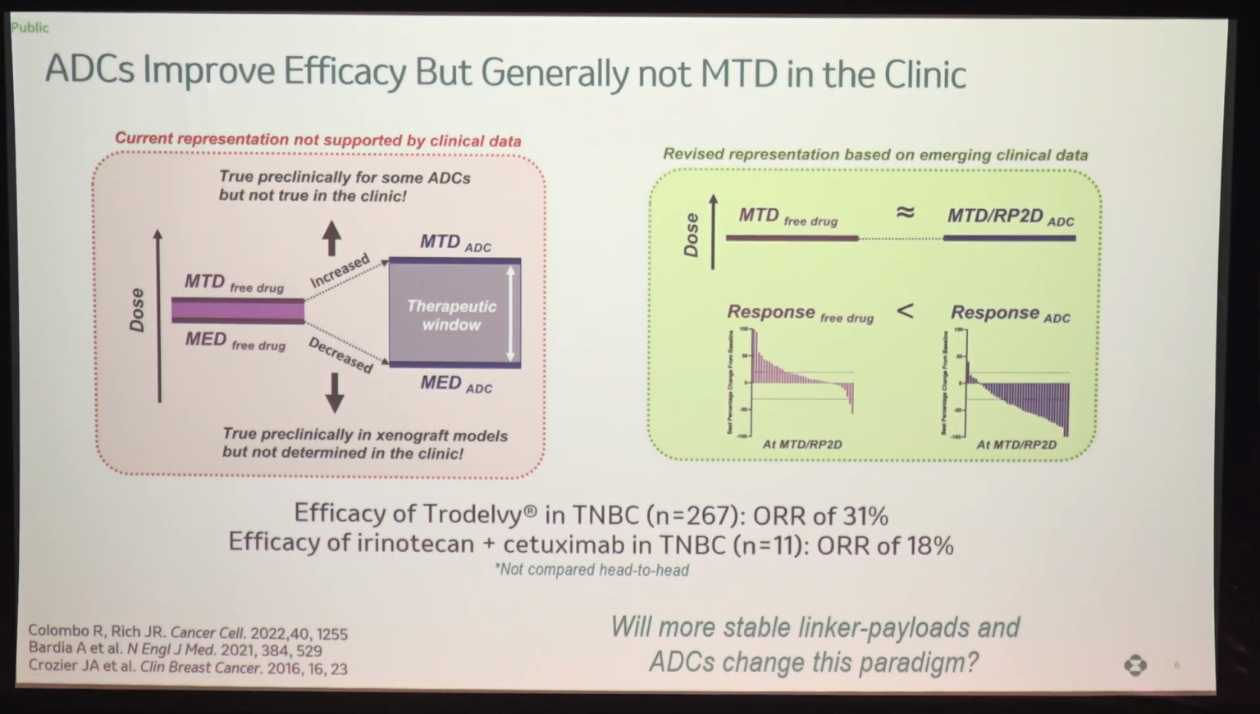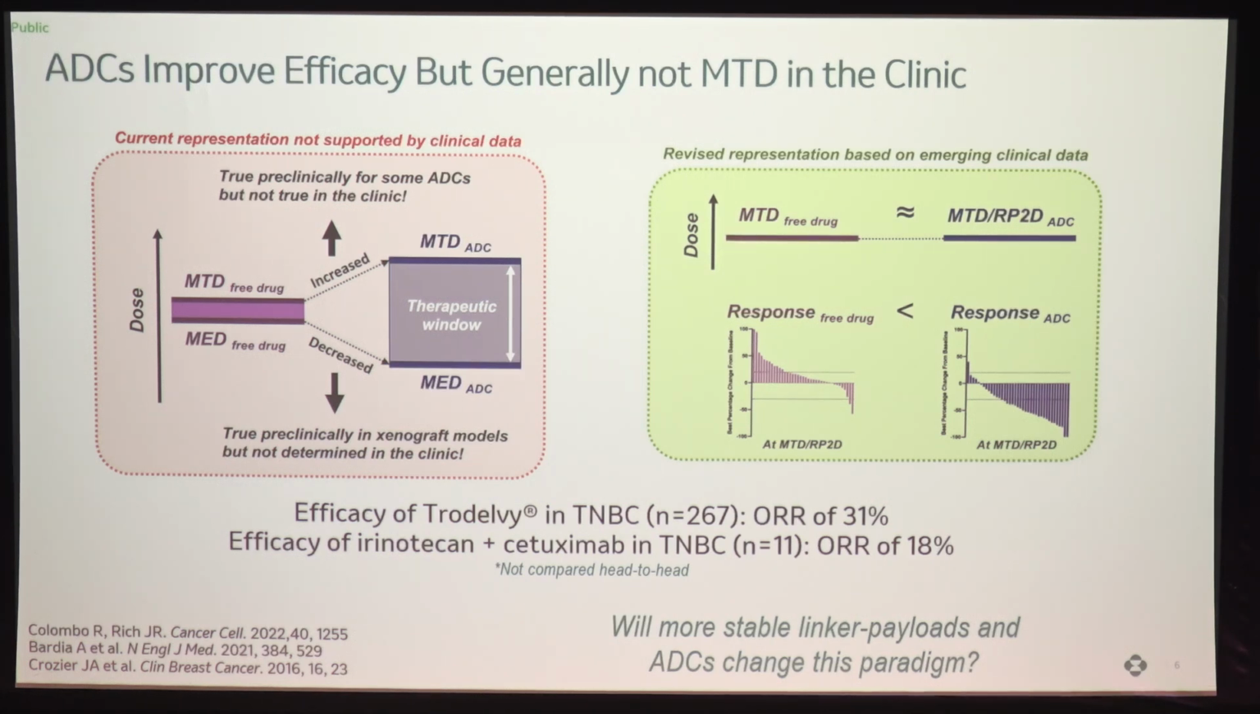And so in this case here, the real differentiator for the ADC versus the chemotherapy actually comes down to the response. And so for ADCs, you see a dramatically better response in patients compared to the chemotherapy itself. And going back to the example on the previous slide, comparing Trodelvy in triple-negative breast cancer to irinotecan, you can see the response rates are dramatically different. So Trodelvy works much better than irinotecan in these patients.